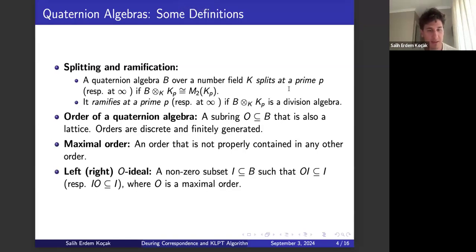And another concept is the left O-ideal or right O-ideal of B, a quaternion algebra. It's a subset I of B, and it satisfies this relation of OI is a subset of I. And here O is a maximal order. And if a subset satisfies this relation, we say it's a left O-ideal, and if it satisfies this, we say it's a right O-ideal.